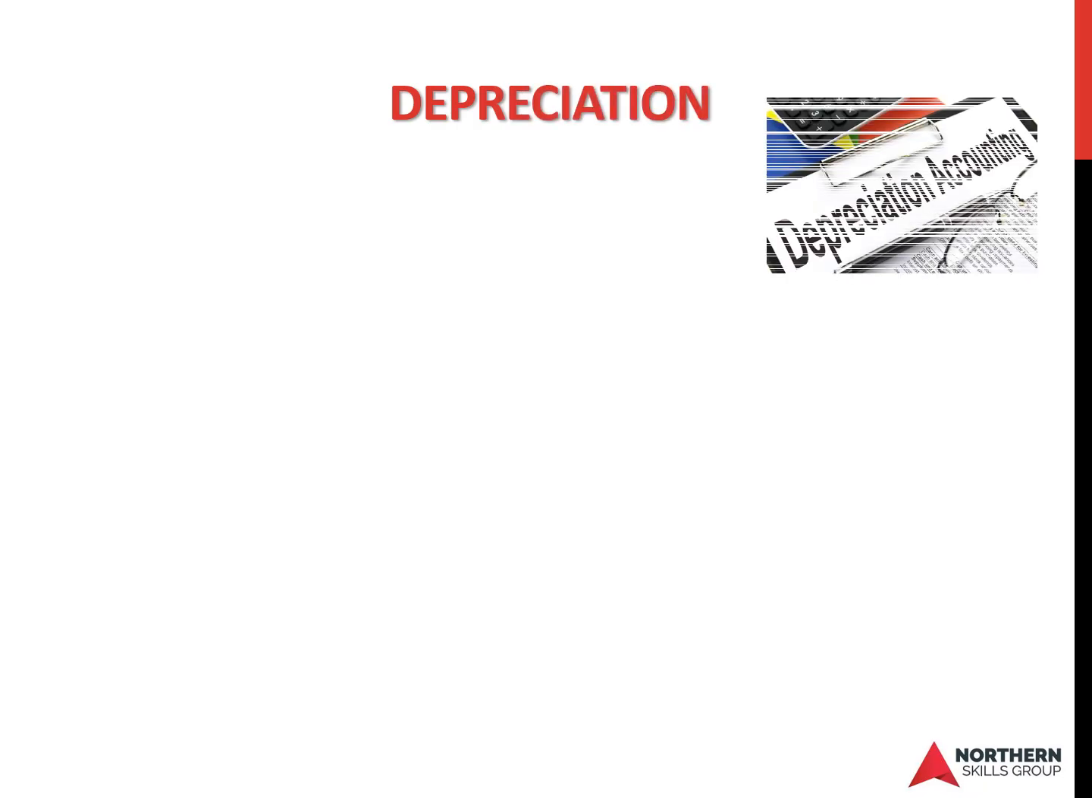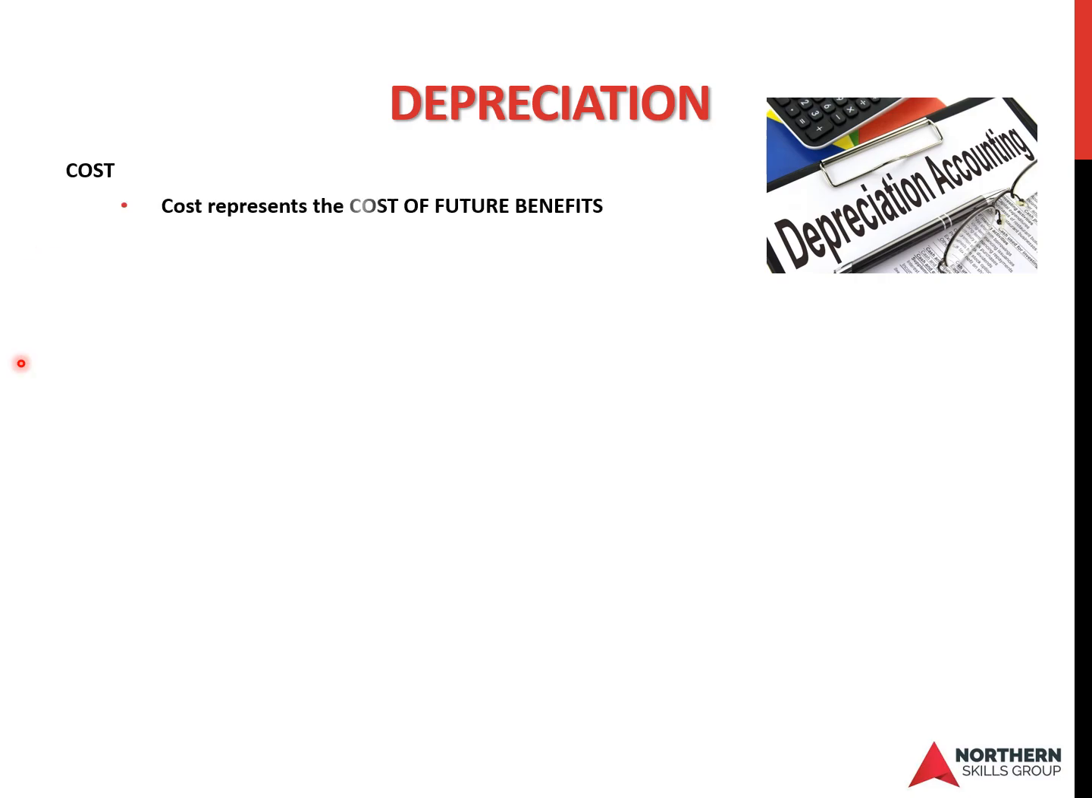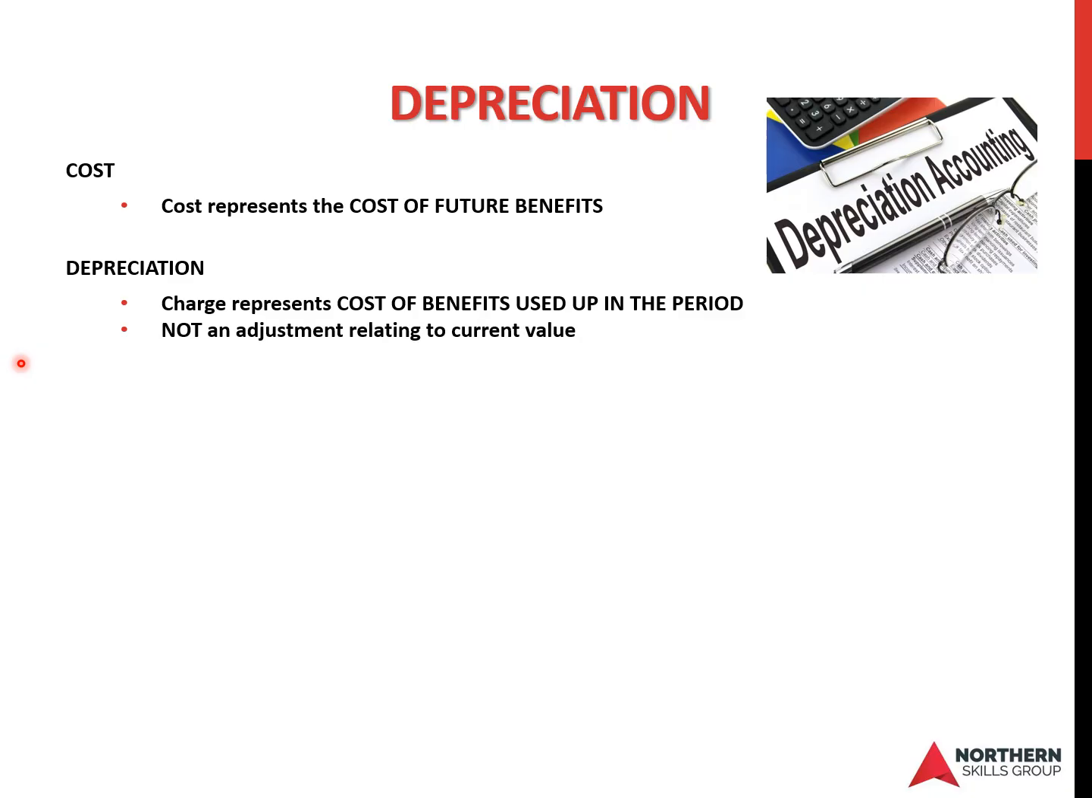Now, when it comes to depreciation, it's really important to be clear about what it is. And remember, the cost of the asset represents the cost to the company of the future benefits that it's going to obtain from the use of that asset in the business. And the depreciation charge represents the cost of the benefits used up in the period. It's not an adjustment in any way relating to the current value of that asset.